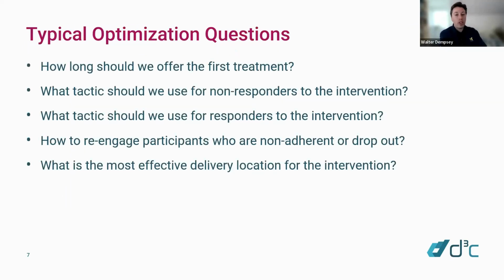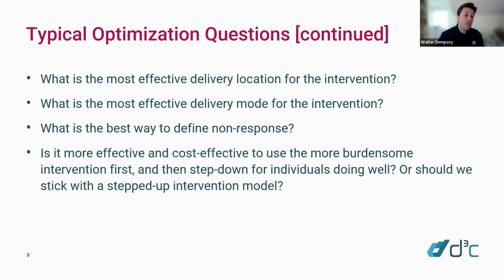So the questions I mentioned for this particular example, you can write them very generically. And I think I write them this way so that for those of you who move into different areas, you can kind of see the similarity. Often you ask, how long should we offer the first treatment option? So that was sort of about the decision points question. What tactics should we use for non-responders? What should we do for responders? How do you re-engage people who are non-adherent? And what is the most effective delivery location for the intervention? So these are types of questions you might have. Other questions you might have: what is the most effective delivery mode? What is the best way to define non-response? So these are all questions you can ask.